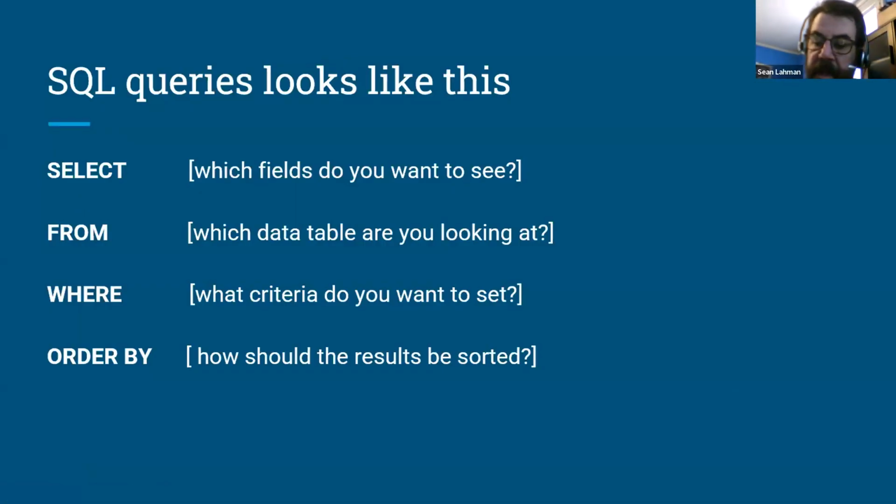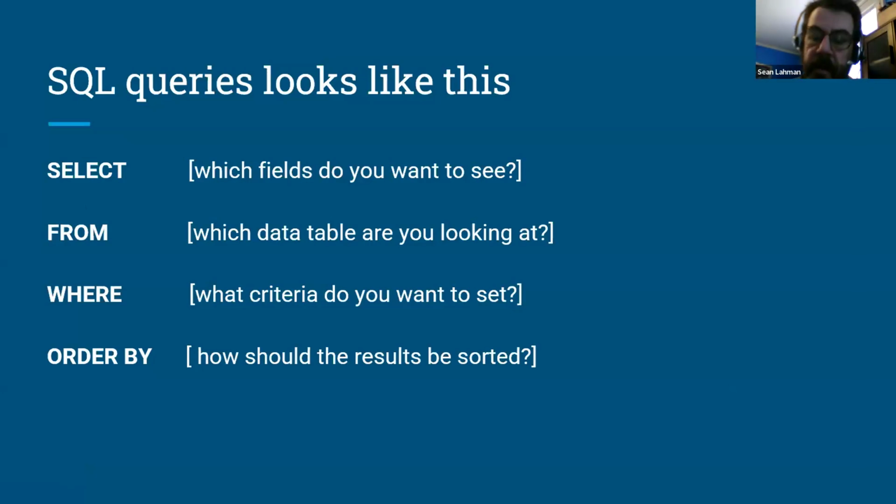Typically, a query is going to have 3 or 4 parts and maybe more. And the first thing that you need to do is to understand which field you want to see in your results. You can look at all kinds of things, but let's go back to the example that I used of a list of World Series winners.